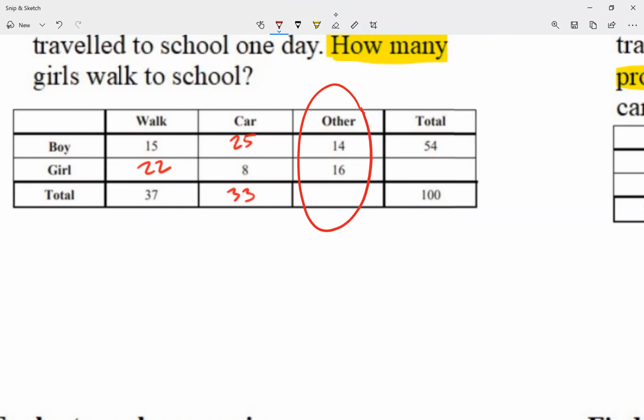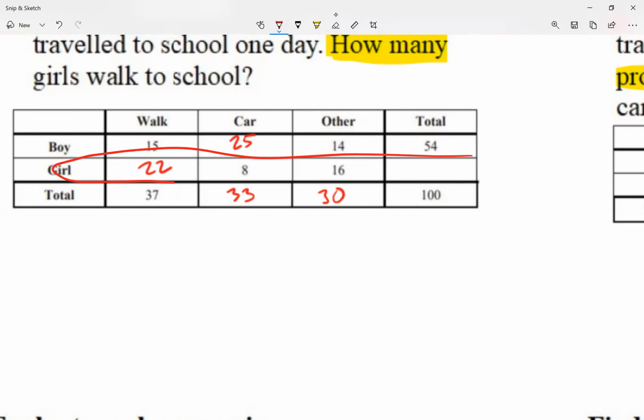I could look at this other one here. 14 plus 16, this is a column. 14 plus 16 is 30. I could look at this row of girls now. 22 plus 8 plus 16 is 46.